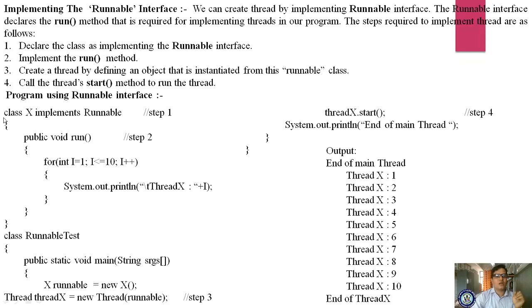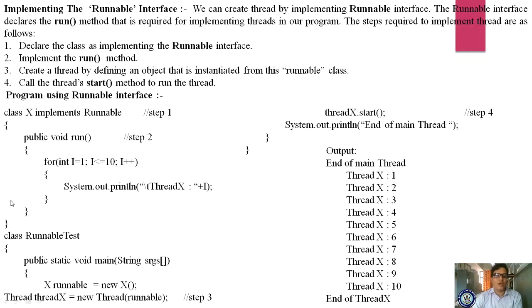Now I am taking the class. What is the name of the class? X. So class X implements Runnable. What does it mean? The class X inherits the features of the Runnable interface. Here I am writing the public void run method. In this I am writing for int i = 1, i <= 10, i++, and I am displaying the i value. The last program I did the same thing, but here instead of extends Thread, I am doing implements Runnable.